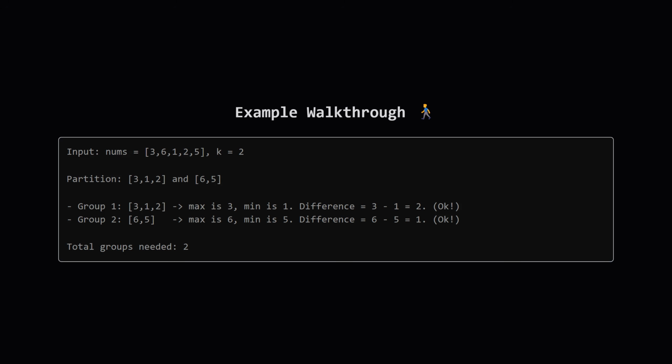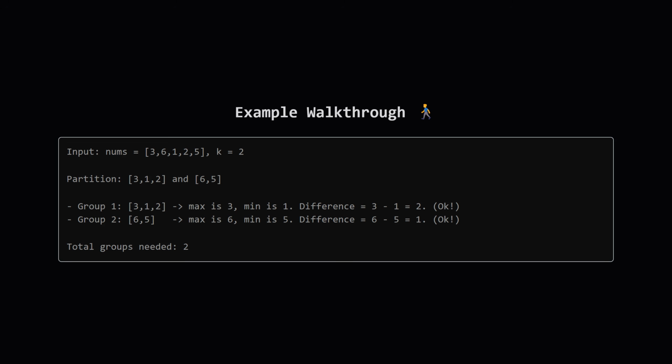Let's look at this example. We have a list of numbers, 3, 6, 1, 2, and 5. And our special number k is 2. The problem shows one possible answer is to make two groups. The first group has 3, 1, and 2. The biggest number here is 3, and the smallest is 1. The difference is 2, which is exactly our allowed limit, k. So, that group is valid.